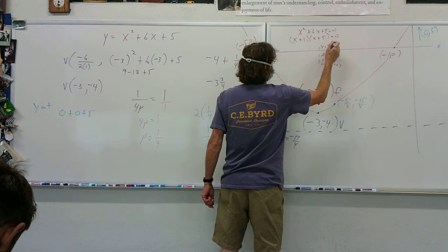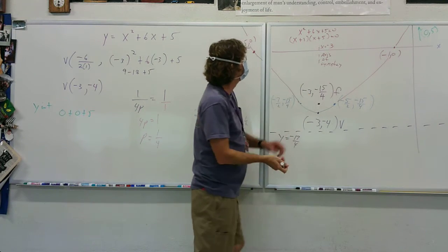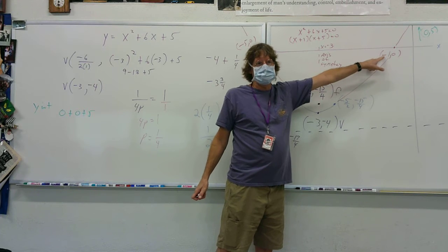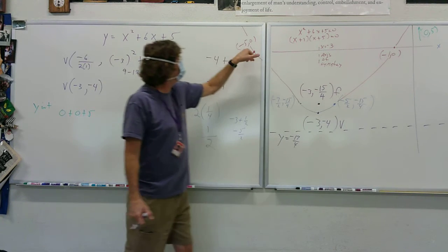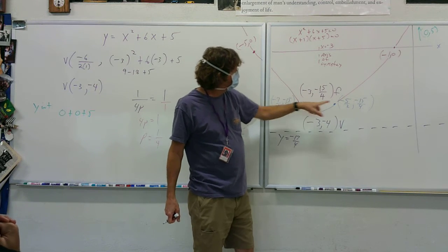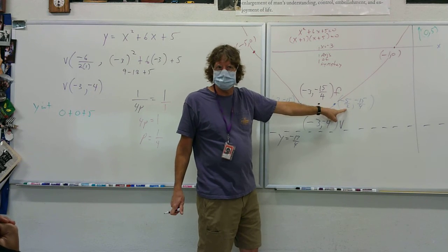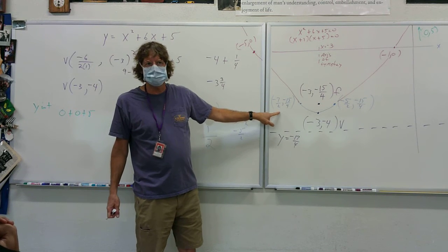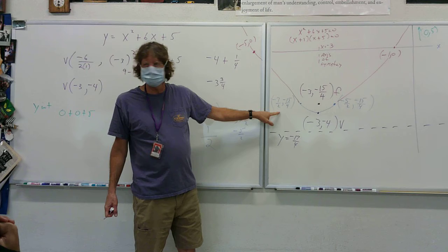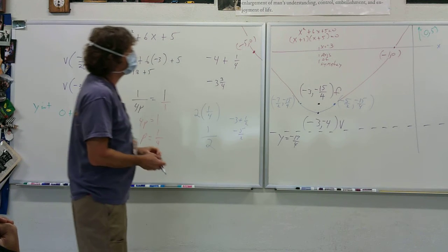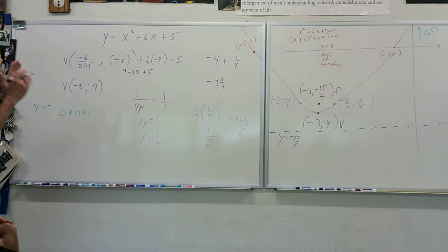Notice something about the axis of symmetry. Negative 3 plus 2 puts you where? Right there. Negative 3 minus 2 puts you what? Right there. Negative 3 plus 1/2 puts you there. Negative 3 minus 1/2 puts you there. So when you get that axis of symmetry concept going on, it's real easy to think, okay, I went so far this way, so far this way.